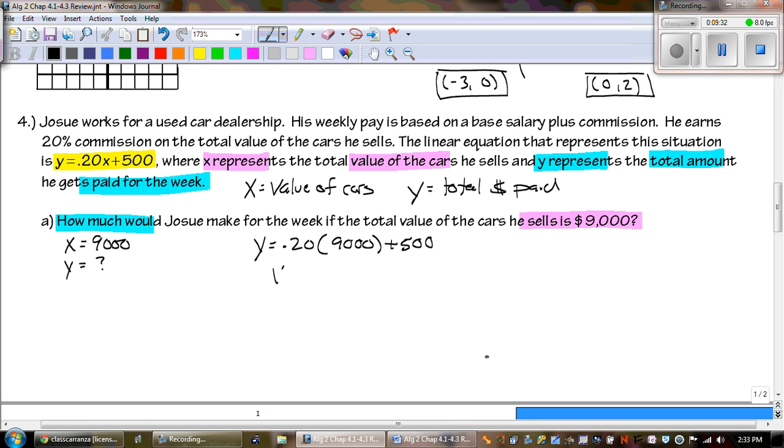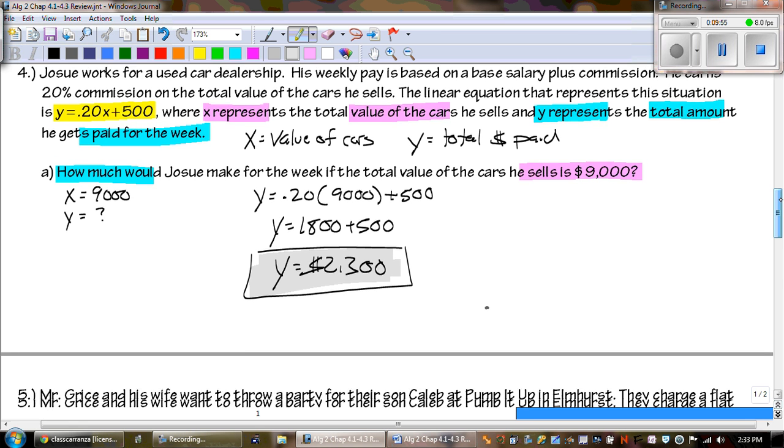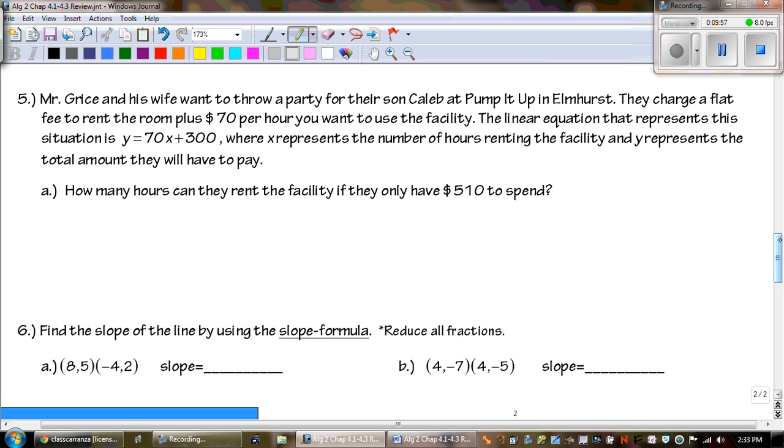You should get that y equals 1,800 plus 500. And when you add those two up, we get $2,300. Okay? Now, don't do all this hard work and forget to label your answer. Okay? All right, let's flip it over.